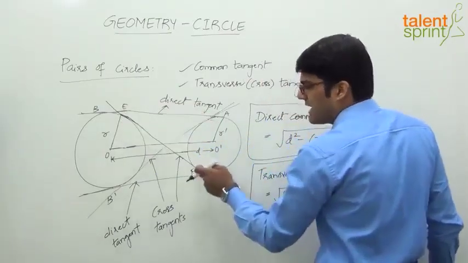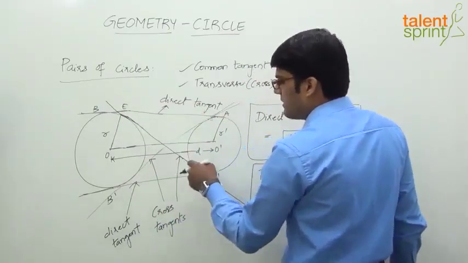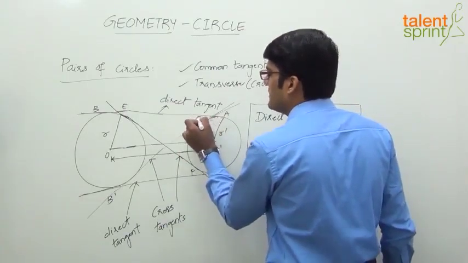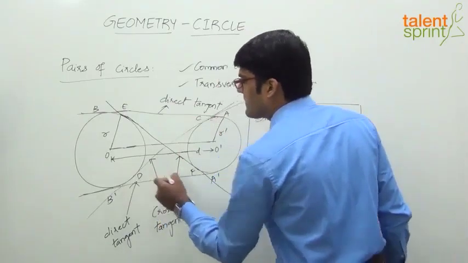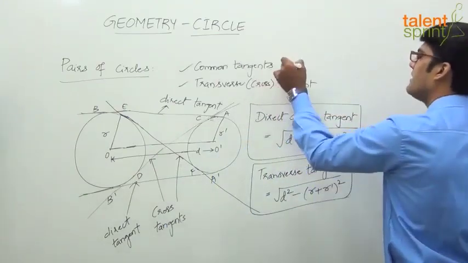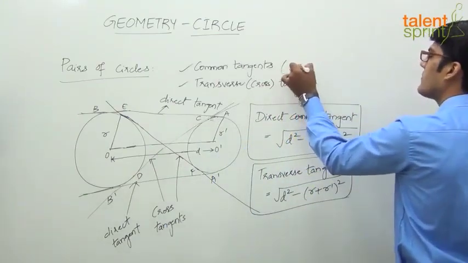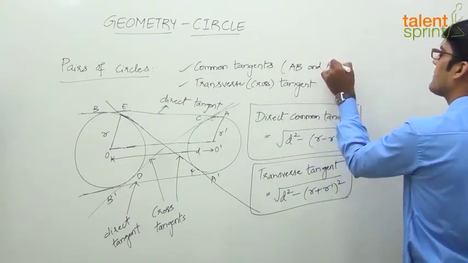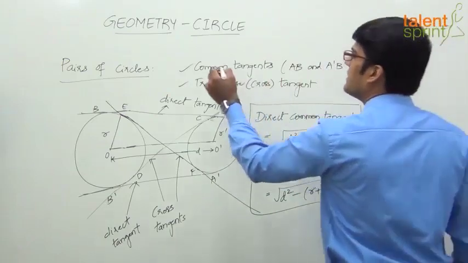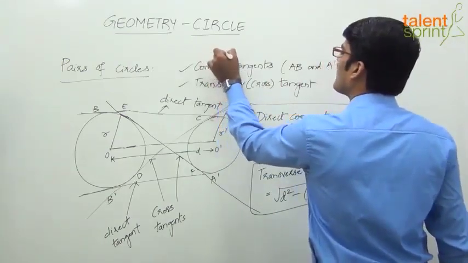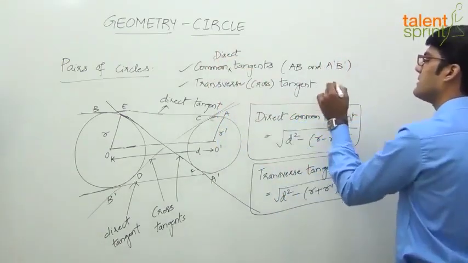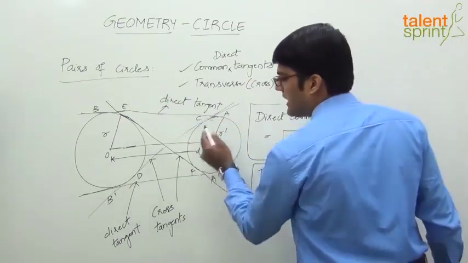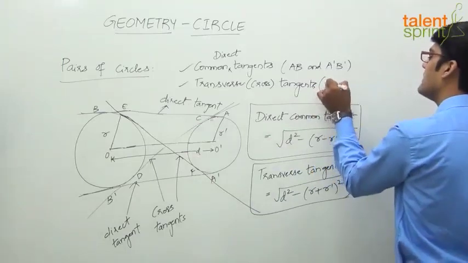So EF is one tangent, and let's say CD is the other tangent here, right? This is C and this is D. So the common tangents are AB and A dash B dash, the direct tangents, right? And the cross tangents are, what do we see here? EF and CD.